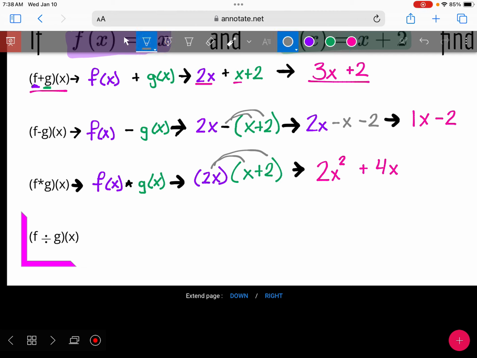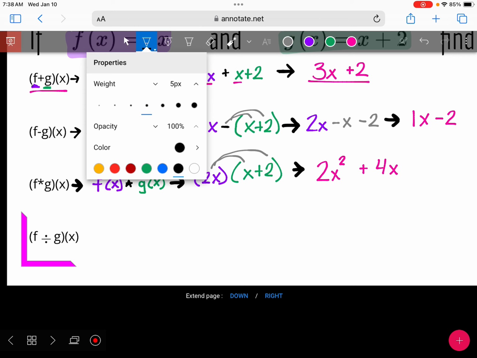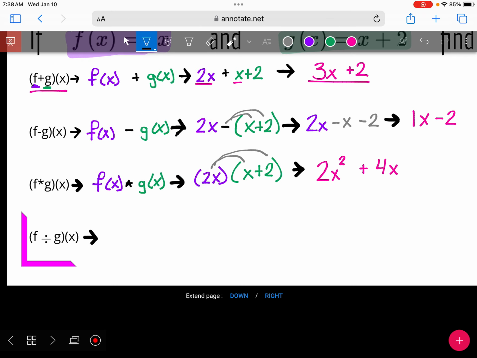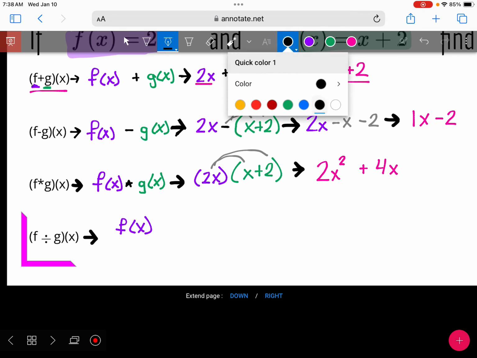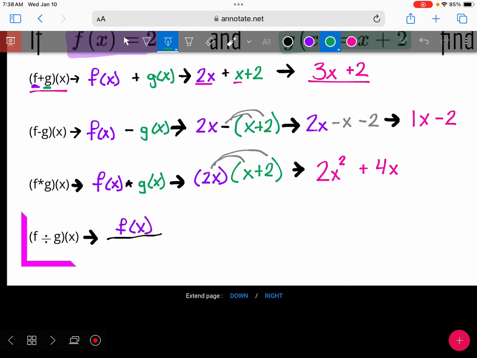And then our last one here, our last operation, division, when it says f divided by g of x, what that means is we're going to take f of x and we're going to put it over g of x. And a lot of times we are not going to have much simplifying we can do. And that's okay. We're still going to practice writing it, because by the end of the semester, you're going to be able to graph these things. They look weird, but we're going to be able to do it. So we're going to practice seeing them and looking at them and what they mean.